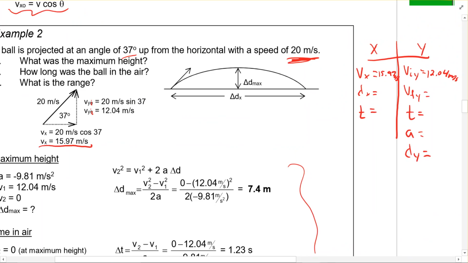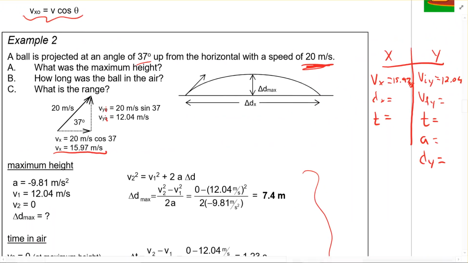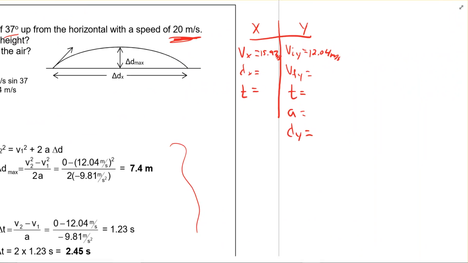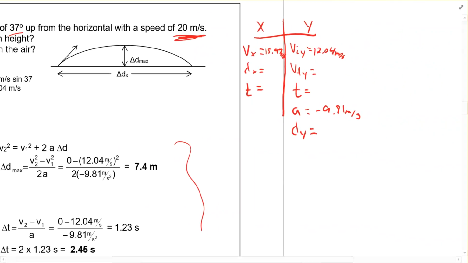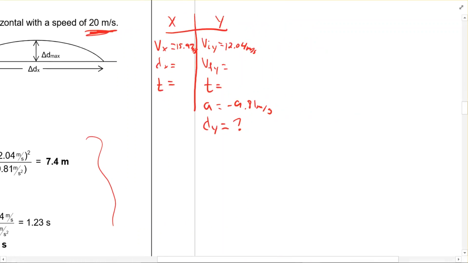Okay, what else do we know? We know a is equal to negative 9.81 meters per second squared. And it says, what was the maximum height? So we're looking for dy. That's what we're looking for. So it looks like I need one more thing if I'm going to figure that out on the y side, right? Well, we do know one more thing.